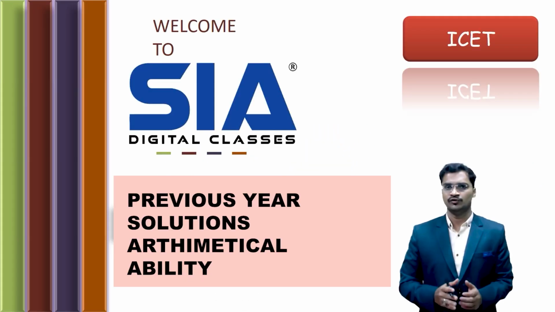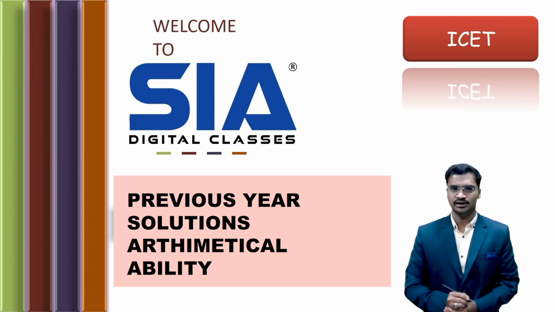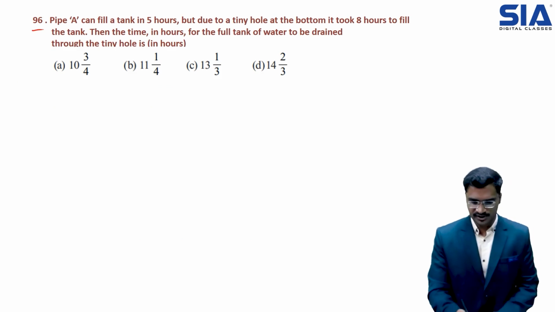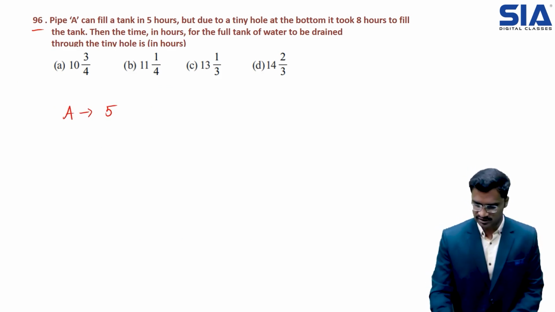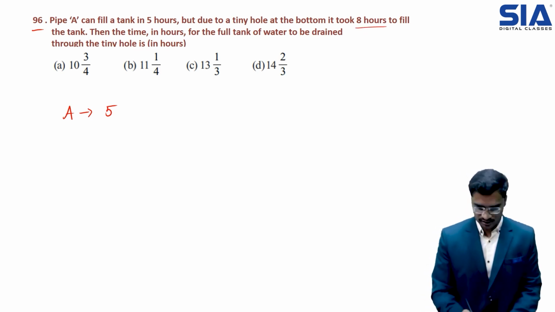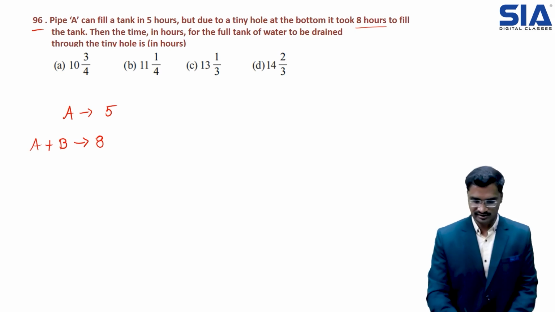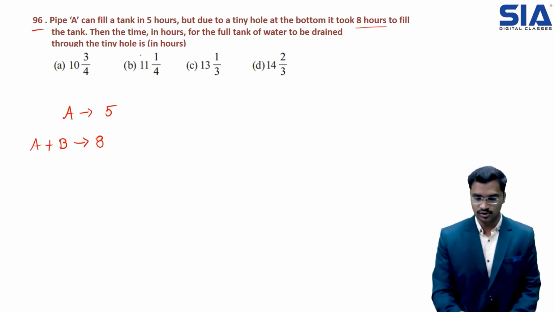In this video, we are going to solve further questions in our arithmetic ability. So our first question, or 96th question in your question paper, is: pipe A can fill a tank in 5 hours. So pipe A is filling a tank in how many hours? 5 hours. Due to a tiny hole in the bottom, it took 8 hours to fill the tank. So let us assume the hole as pipe B. Then it is taking how many hours? 8 hours to fill the tank. Then the time taken in hours for a full tank of water to be drained through the tiny hole.